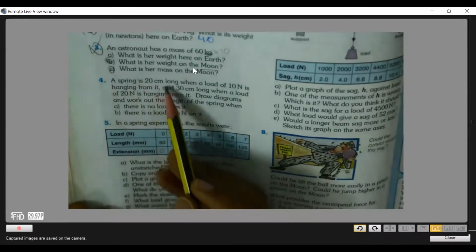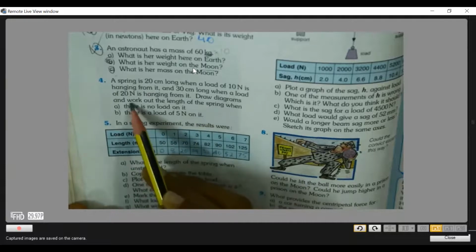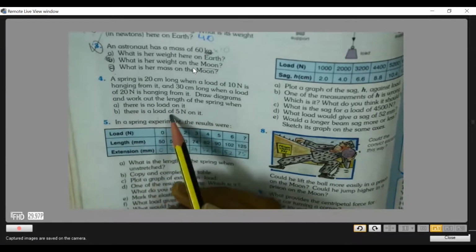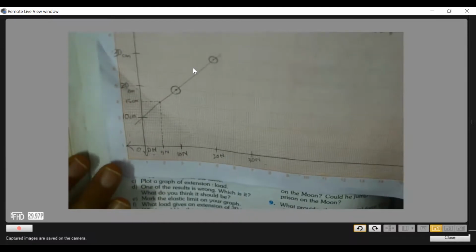Okay, a spring is 20 centimeters long when a load of 10 Newton is hanging from it, and 30 centimeters long when a load of 20 Newton is hanging from it. Draw diagrams and work out the length of the spring when there is no load on it, and then when there is a load of 5 Newton on it. So I plotted that graph that I just showed you.